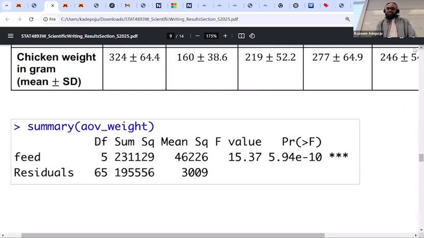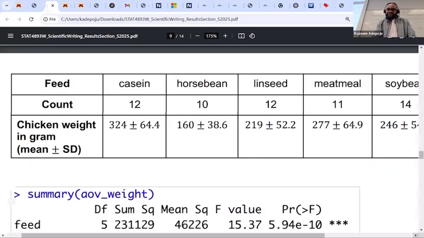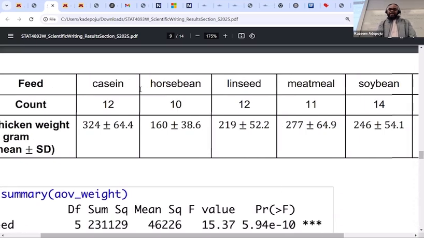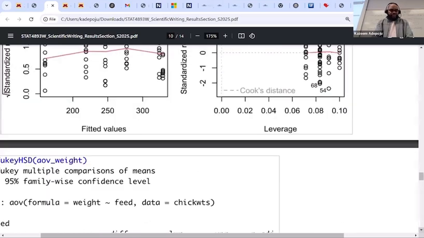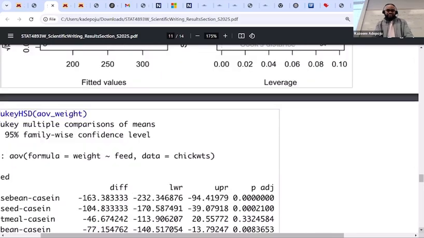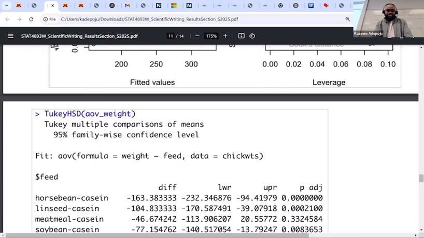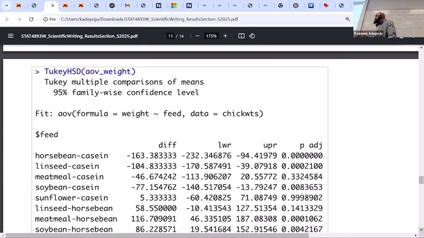We want to see, is the difference between casein and soybean, or is it between that and that? Is it between that? We don't know. The analysis of variance can't tell us that, and that's why we need a multiple comparison test. We need a multiple comparison test to be able to do that. And there are different kinds of multiple comparison tests in the literature.